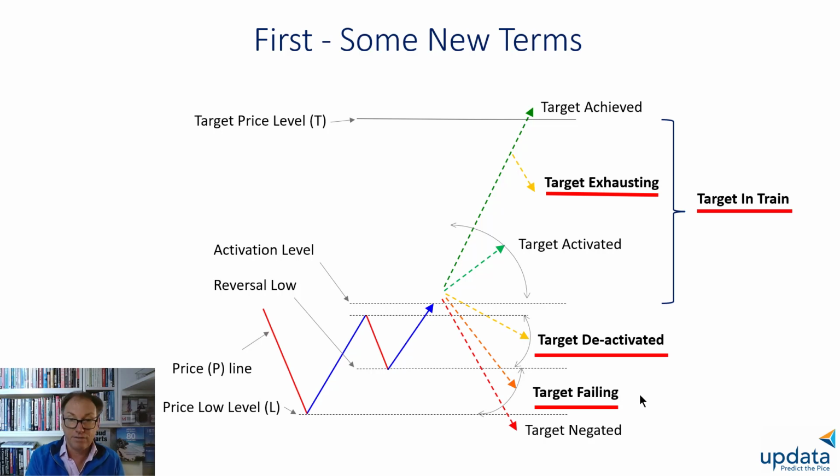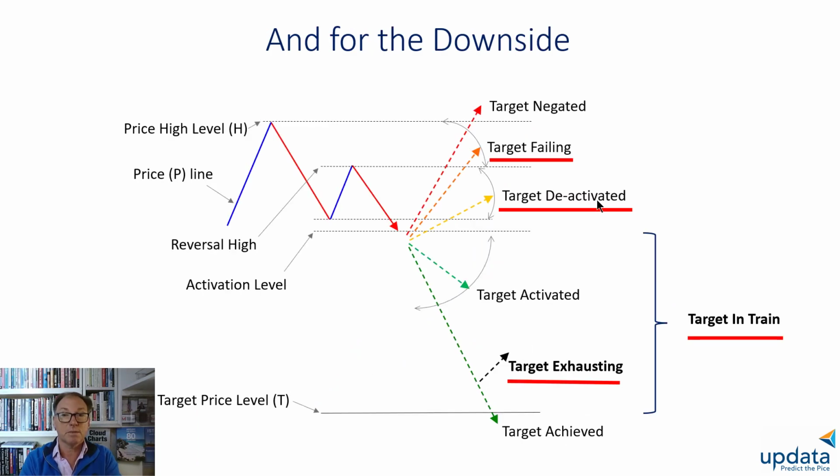It's starting to fail, and then of course the target is negated if we move below that level. Equally, the target is activated, and then anywhere along here the target is in train. But what's another thing that's become really interesting as we've done this is watching the idea that the target is exhausting. So I think one of the biggest advantages of these targets is you can start to see from the track on the chart when they're not starting to work out. So that's really quite interesting, I think, because one of the big things is just knowing when something's not working.